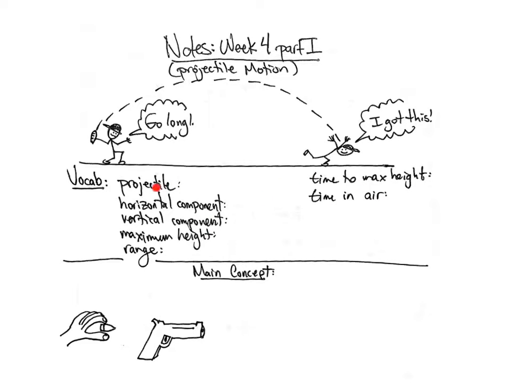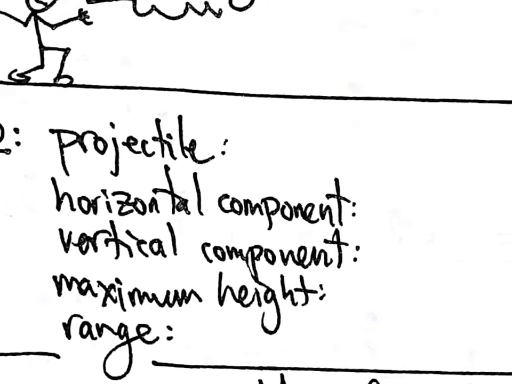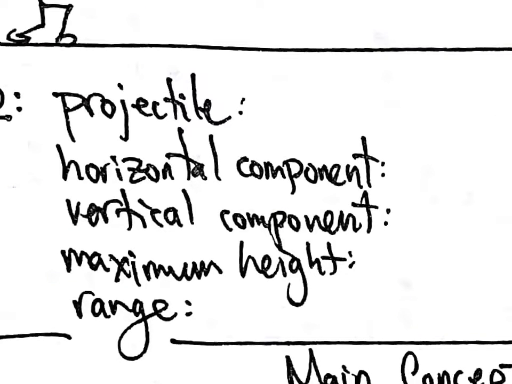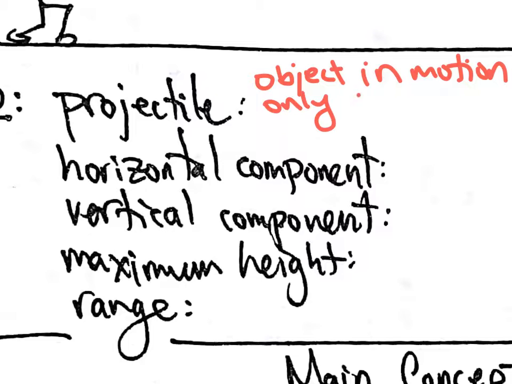Basically, a projectile is anything that's in the air that has only one force acting on it, and that is gravity. I'll write that down. That's a good one. Okay. Object in motion, only gravity acts upon it.